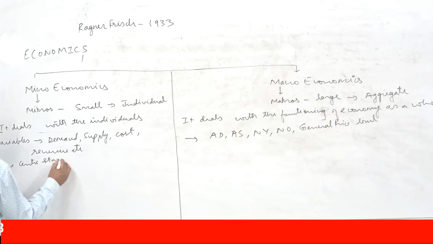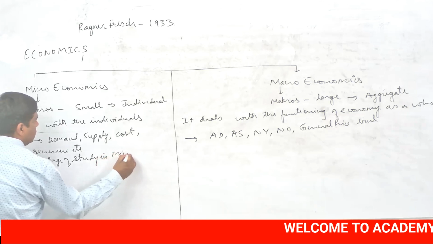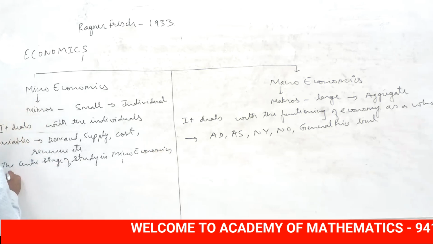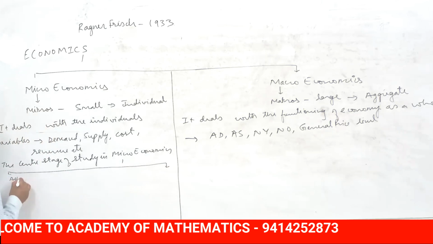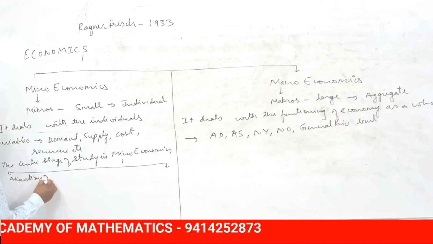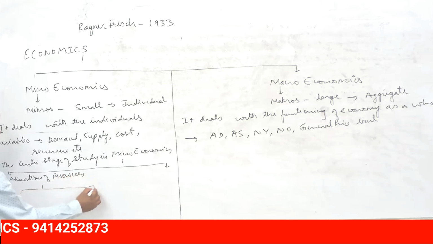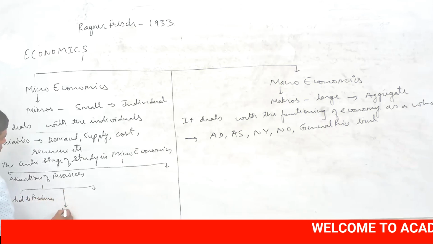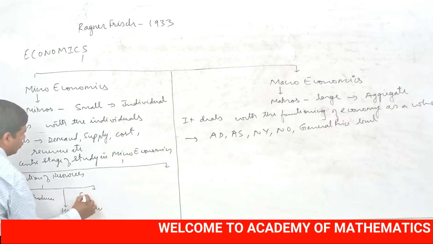The next thing is that the center stage of study in microeconomics is the allocation of resources. See, we have discussed allocation of resources in class 11, that is mainly a part of the central problems. The allocation of resources is related to what to produce, how to produce, and for whom to produce.